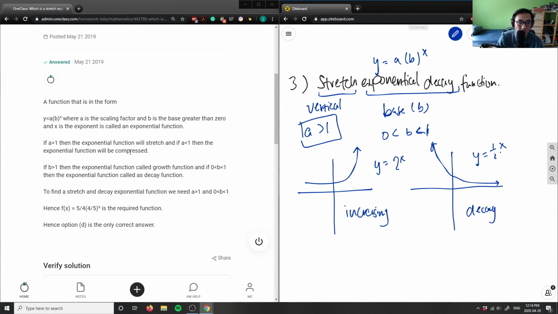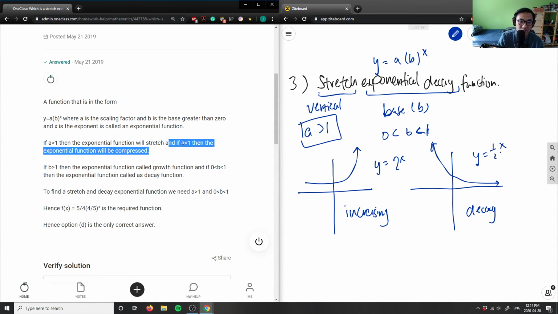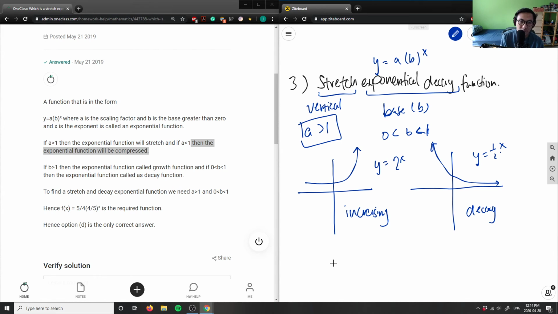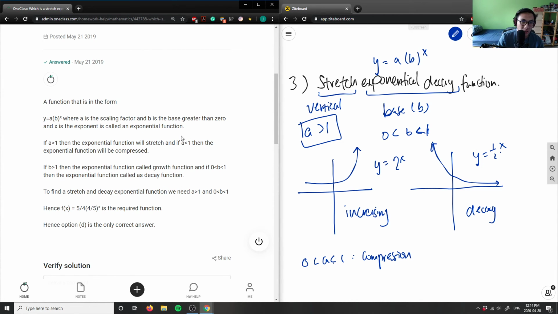If A is greater than 1, then the exponential function will stretch. If A is less than 1, then it'll be compressed. Actually, the condition here is wrong, right? When we say the exponential function is compressed, A has to be between 0 and 1 for it to be compressed, not just less than 1. So this is a compression. Because if I had a negative value in this case, it would actually reflect along the x-axis and also be stretched, right? So you should add the absolute value bars here, or just say if it's between 0 and 1.